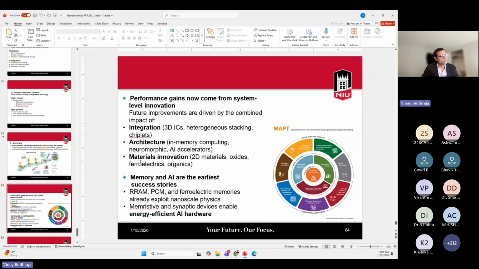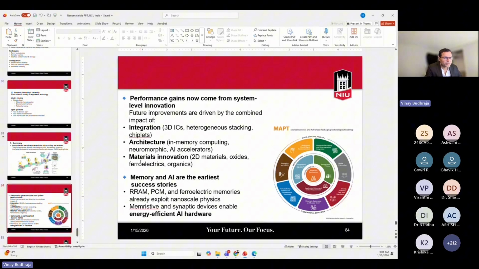Architectures such as in-memory computing, neuromorphic, and AI accelerators give rise to the nanomaterials, especially 2D materials, oxides, ferroelectrics, and organics. They will be the key role players. Memory and AI are the earliest success stories. In RAM, PCM and ferroelectric memories already exploit nanoscale physics. Memory chips and synaptic devices enable energy efficient AI hardware. So that is really exciting.